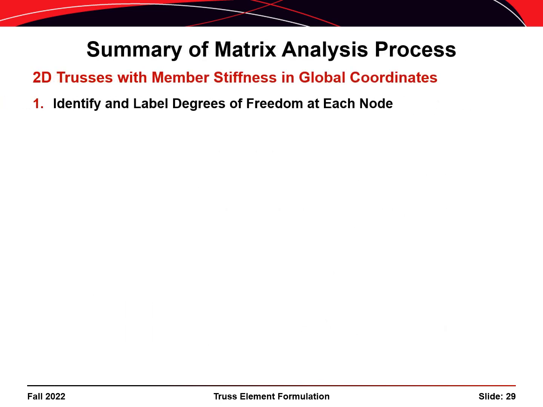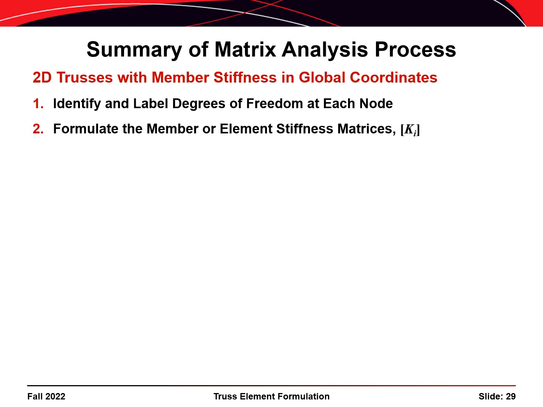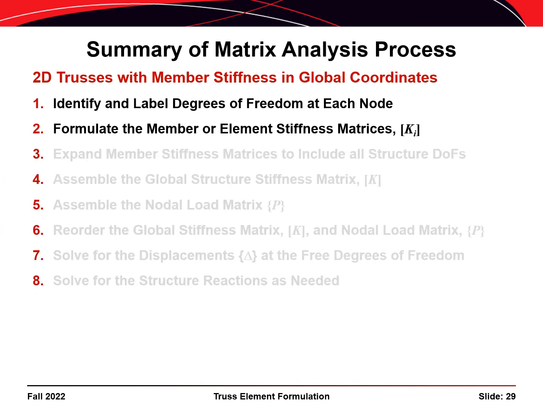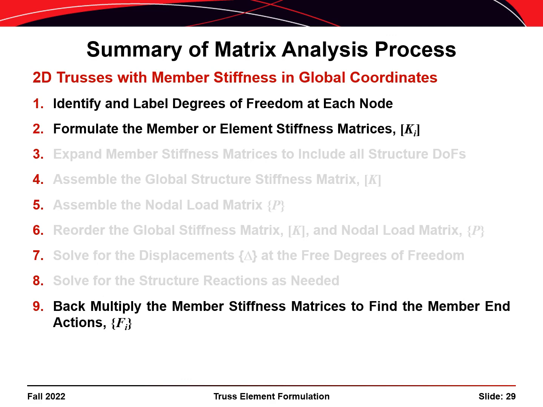To summarize the matrix analysis process as we know it so far, the first step is to identify and label the degrees of freedom at each node within our structure. The second step is to formulate the member or element stiffness matrices K sub I. Then we go through a number of steps in the process that we haven't yet discussed. Ultimately, we end up with the displacements delta at the degrees of freedom. Once we know those displacements, then we can back substitute or back multiply to get the member end actions or member forces F sub I. And then finally we can solve for the internal member actions. In the case of a two-dimensional truss element, that's the member axial force P.